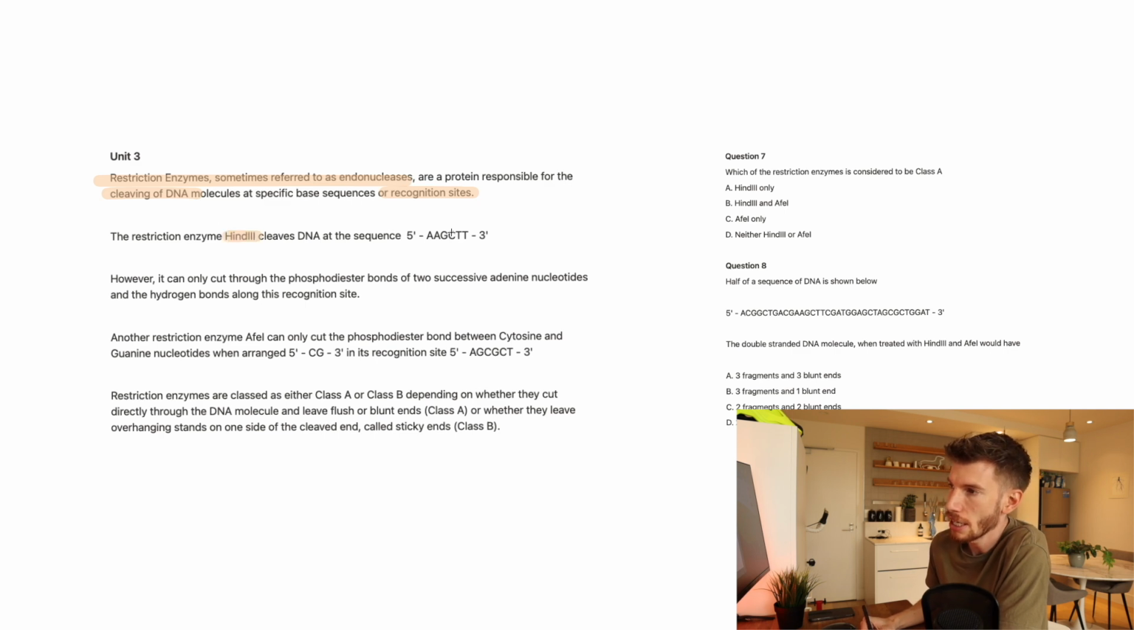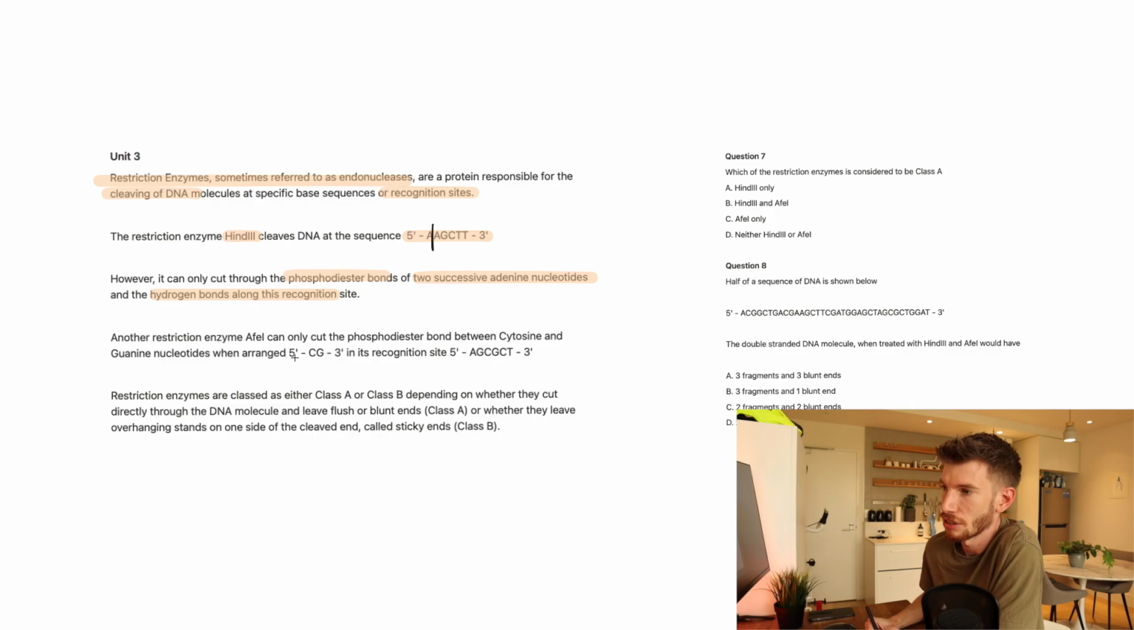Then we've got HIND3, uses this sequence. However, it can only cut through the phosphodiester bonds of 2 successive adenine nucleotides and the hydrogen bonds along this recognition site. So looking at that, I'd be going, okay, well, it can only cut between 2 A's there, right? The other thing I'd be noting is that's only single-stranded DNA, and DNA is obviously double-stranded. So I may want to write down the complementary side as well. For now, I'm going to leave that off. Then we've got another restriction enzyme, AFE1, can only cut the phosphodiester bonds between cytosine and guanine when arranged 5 through to 3 in that specific order.